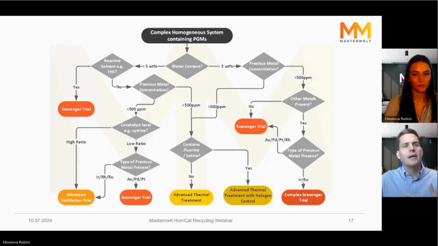If we go back again and ask the question about the co-catalyst and it's a low ratio, then the next thing is what precious metals are present, and is there a mixture of these metals?